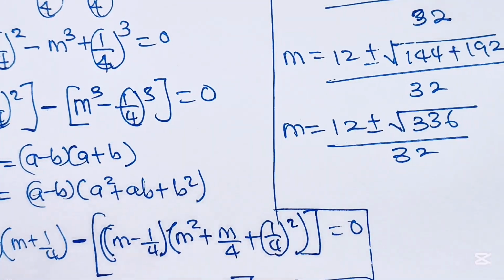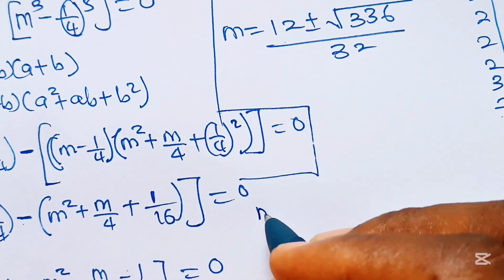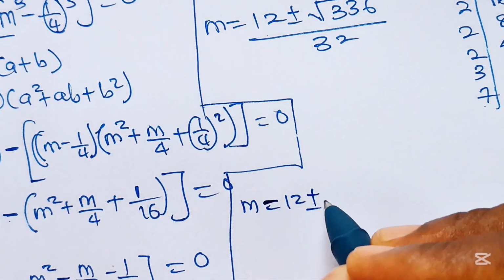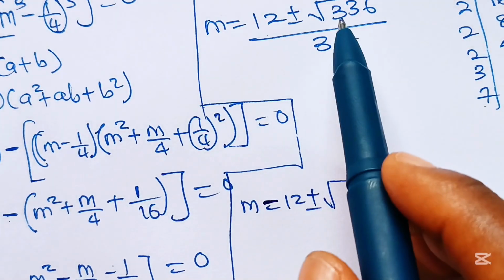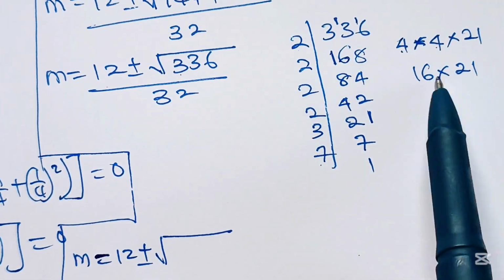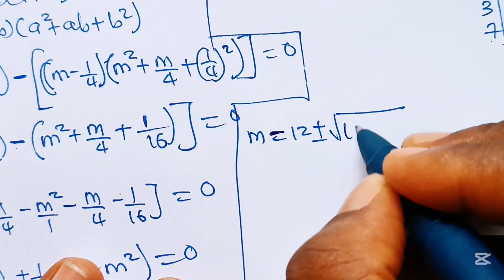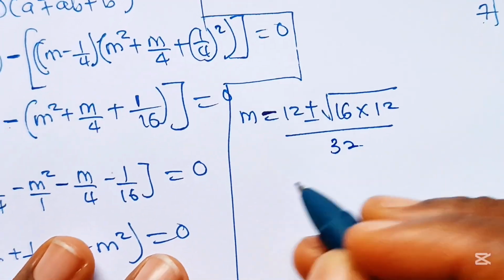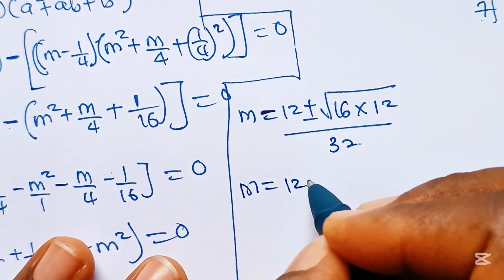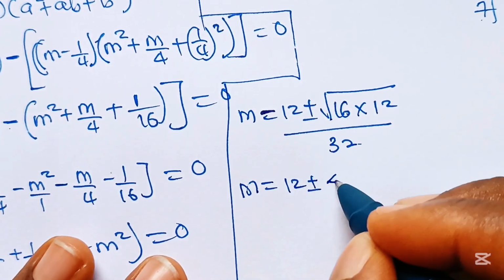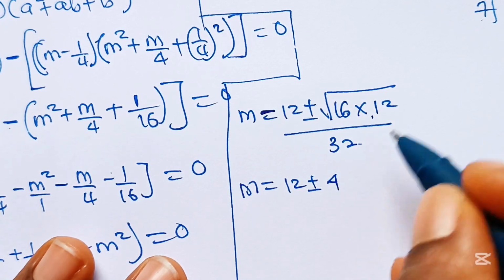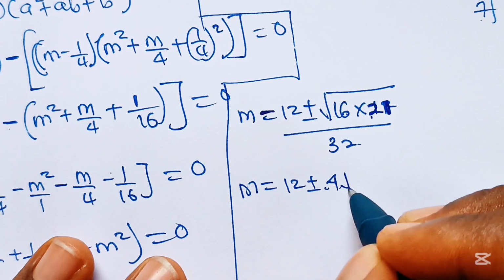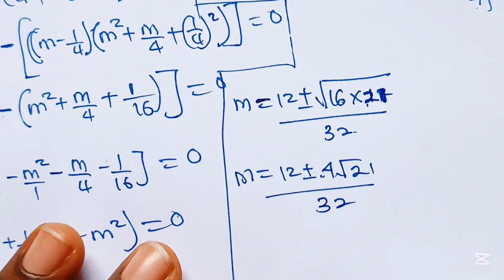Now this is what we are going to do. So we have our m to be equal to 12 plus or minus the square root of, now 336, you are going to replace it with 16 times 21. Okay, so we have 16 multiplied by 21 divided by 32. Okay, so m is equal to 12 plus or minus square root of 16 is 4. Then we have multiply by 21. So we have 4 root 21 remaining here divided by 32.